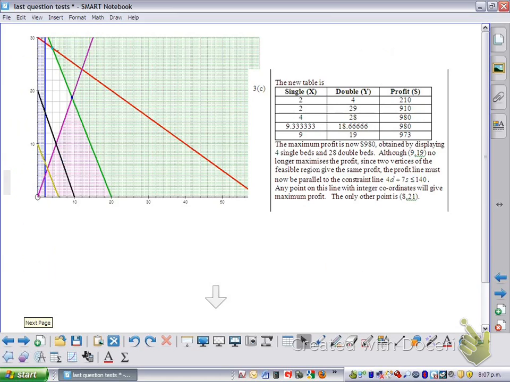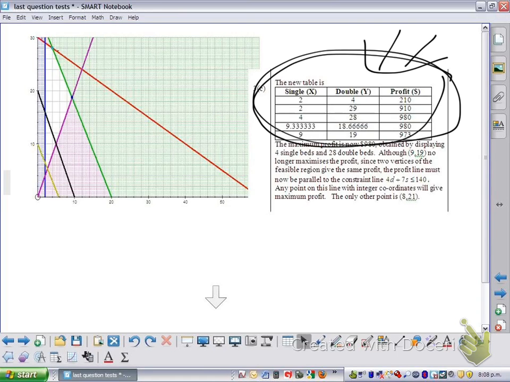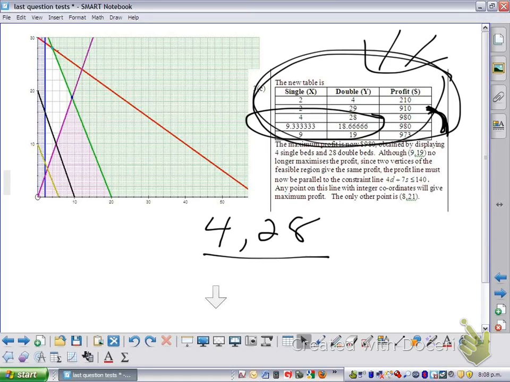So this is basically what you're going to have to show to get your excellence. You have to show the work that you've done, which is pretty basic: giving the points and substituting them in and getting your table. But then you're going to have this conversation about why. Obviously, the actual answer is the combination of 4 and 28, because we can't use 9.33 and 18.666. We've already established that. So this combination giving me a maximum profit of 980 is my answer.